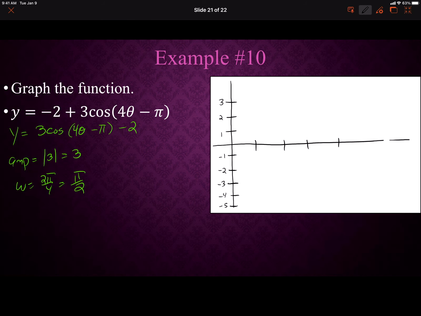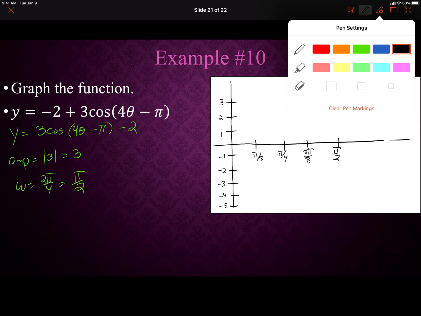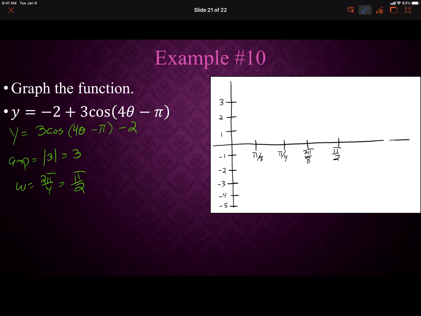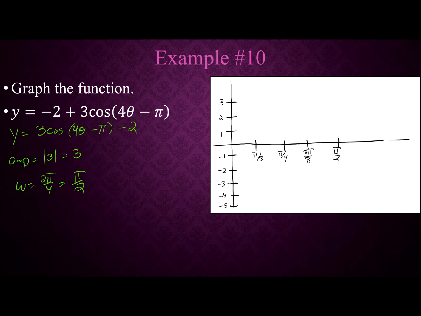The horizontal points are based on the quarter period. A quarter of pi over 2 is pi over 8. And then a half of it is pi over 4. And then 3/4 is 3 pi over 8. And then the full period is pi over 2. So for the original cosine without the horizontal and vertical shifting, it starts at A, so it starts at 3. Since that's the peak, it then goes to the mid. And then it goes down to the valley. Back up to the mid. Back up to the peak.